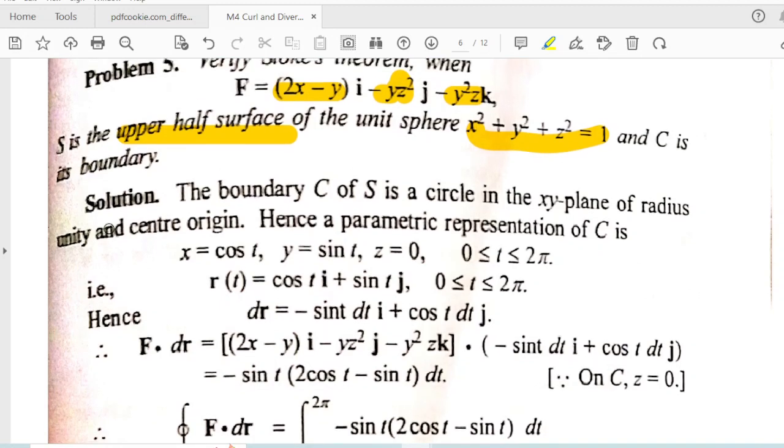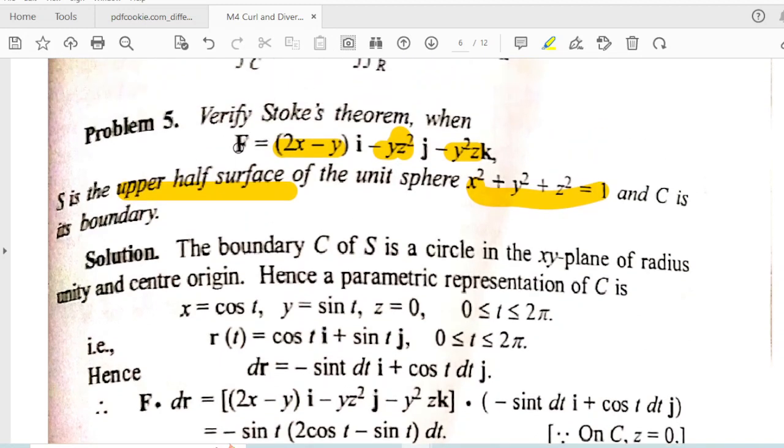So first we have to look at what all is given to us. A vector field is given, a curve is given. S is the upper half surface of the unit sphere. x square plus y square plus z square equal to 1 means it is a unit sphere, and upper half, with C its boundary. Okay, so we know this unit sphere upper half.